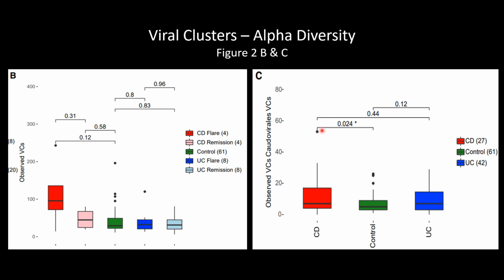Figure C is showing observed viral clusters in Caudovirales. Please excuse me if I am saying that wrong. These were considered, and a significant increase in richness was observed in Crohn's disease versus healthy controls only. The Wilcoxon test had a p-value of 0.024, and this suggests that changes in the composition of an identifiable fraction of the virome may not reflect the virome as a whole.